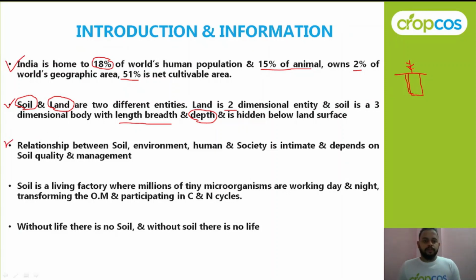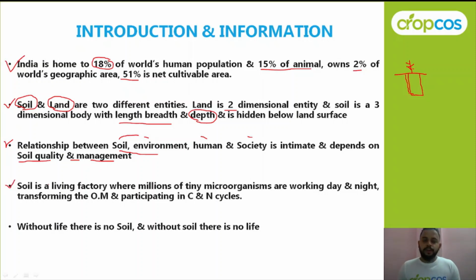So the relationship between soil, environment, human and society is intimate, and it depends on soil quality and maintenance. That is to say that soil, environment, human beings and society are all correlated, and there is a deep interaction between all these parameters that assists in managing the quality of soil and also in its management.